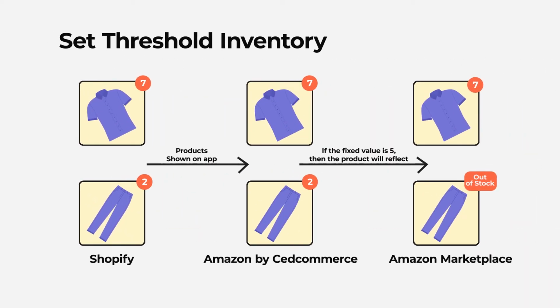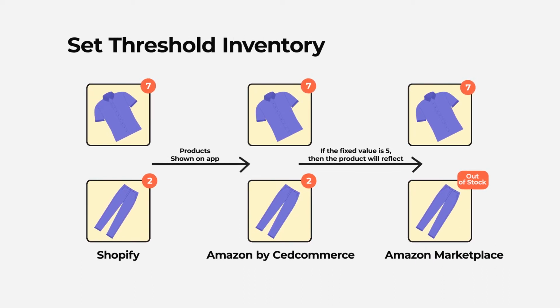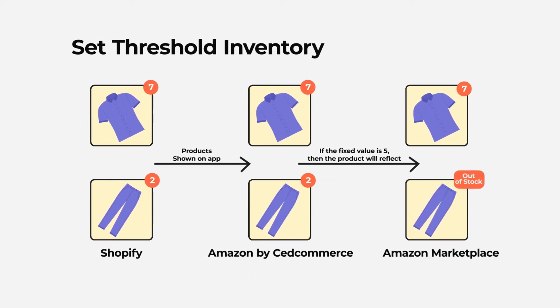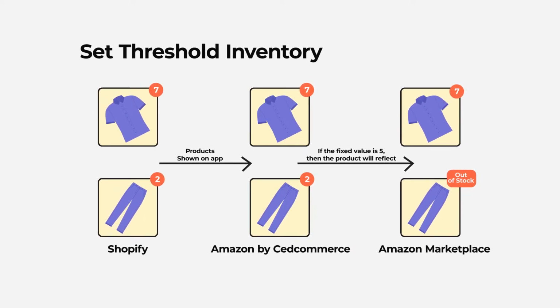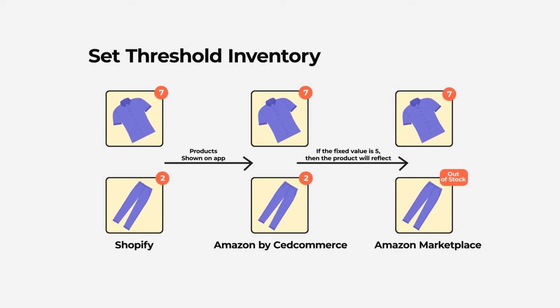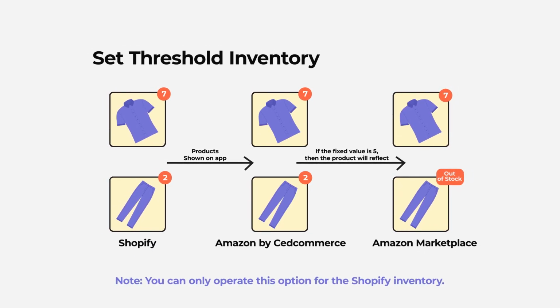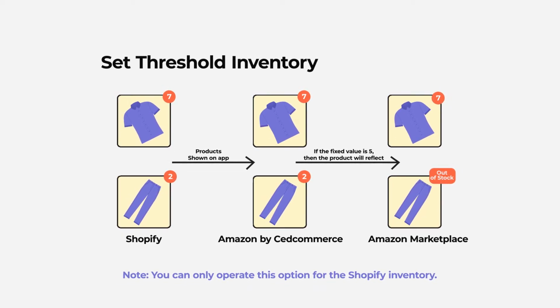Threshold Inventory, where you can set a threshold value, that is a minimum limit amount for your products. So, when the limit is reached, your product is listed as out of stock on Amazon. Availing this can be helpful if you don't want to oversell. You can only operate this option for the Shopify inventory.